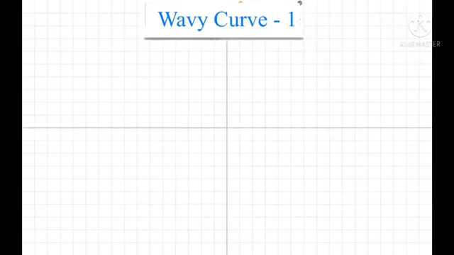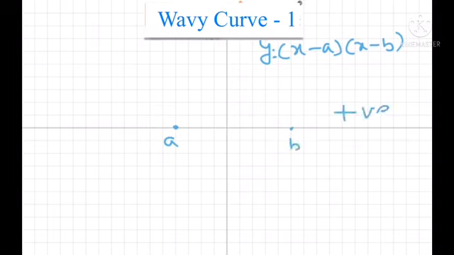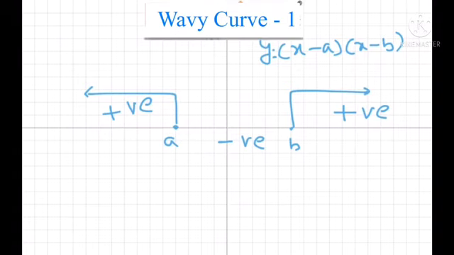In the general case, if I give you y is equal to x minus a into x minus b, anywhere I can take a and anywhere I can take b. The simple sign scheme of this is positive in this range, negative in this range, and positive in this range. The reason we have already seen. If you want to plot the graph, it will be something like this, a parabolic curve.